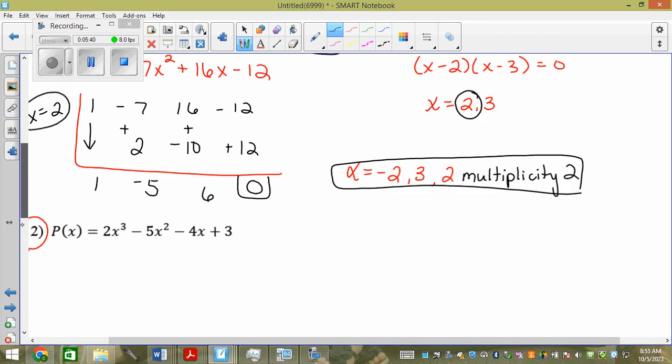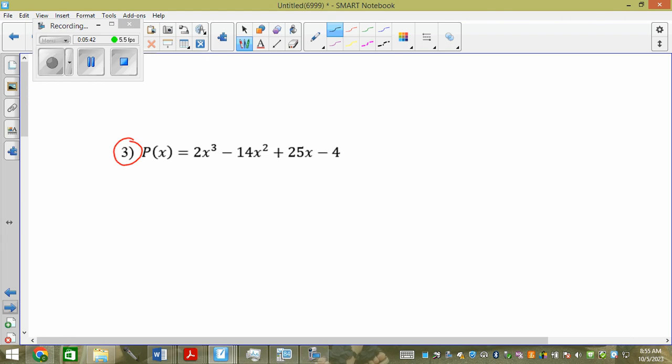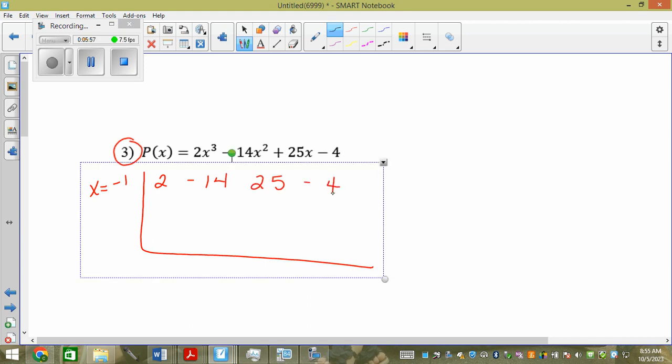All right. We're going to go to 3. So for 3, what can I use? X equals what? Negative 1. So I have 2, negative 14, 25, and negative 4, because I checked if I could count down. 3, 2, 1, 0. If I can't count down, I need a placeholder. We agree? Okay, so I drop the 2.